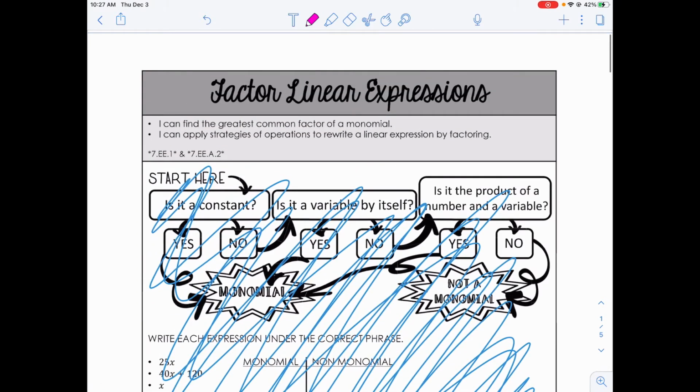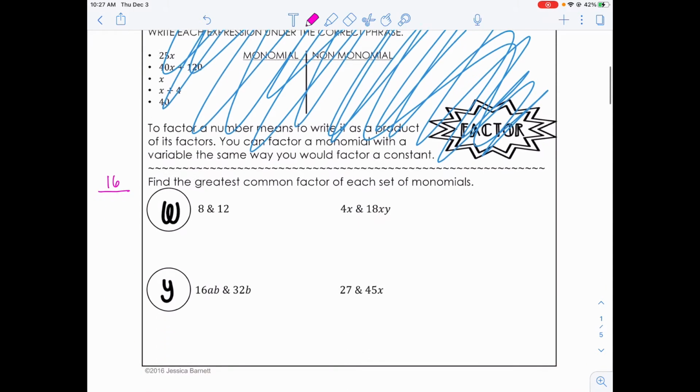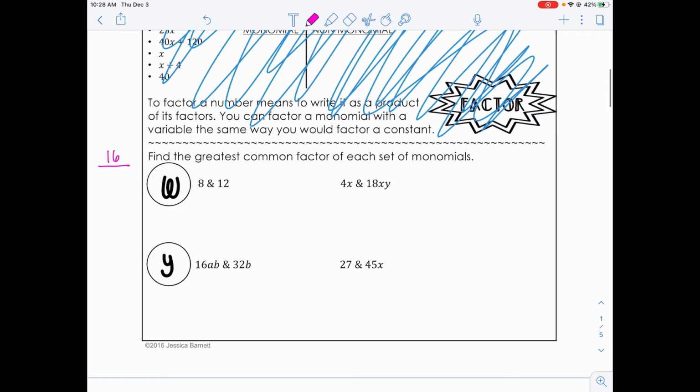All right, today we're going to do the last lesson in Unit 3 over factoring linear expressions. So first thing we're going to do, we're going to kind of skip this top part. We're going to talk about what a factor is. And a factor is the numbers that you multiply to get to a specific number.